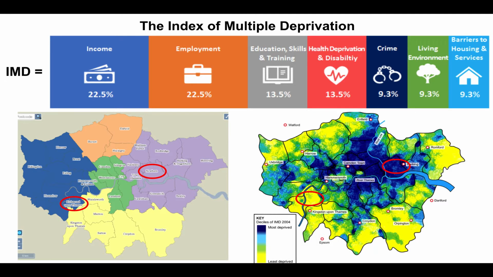Next lesson as well, we're going to be looking at Newham and Stratford in particular in terms of one of these aspects of multiple deprivation. And next lesson, that's going to be crime. Today we're going to look at some of these other things.